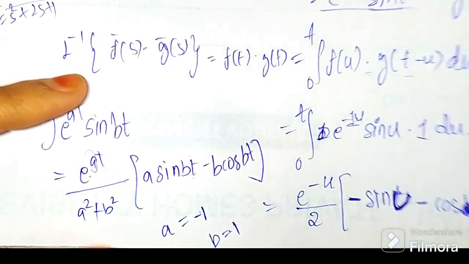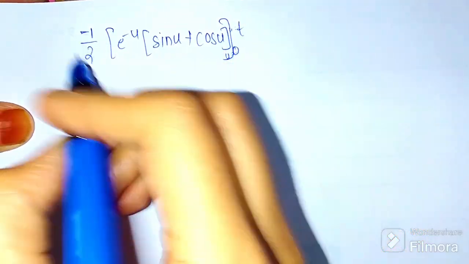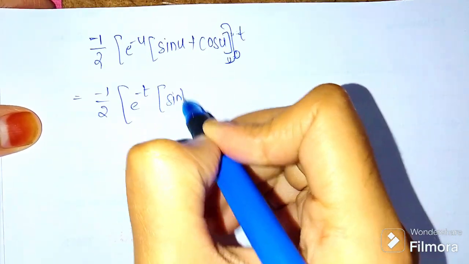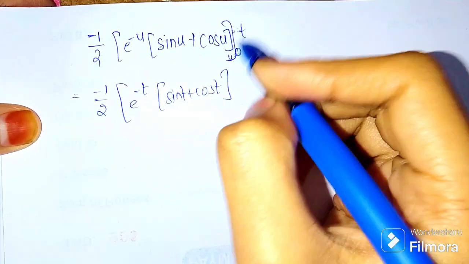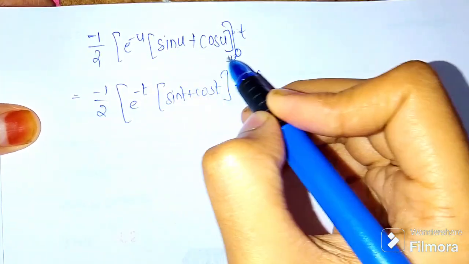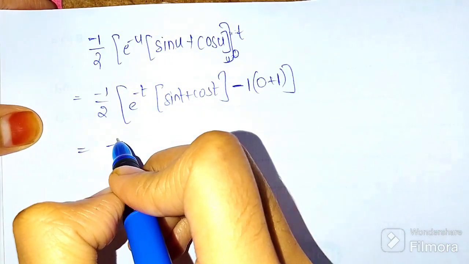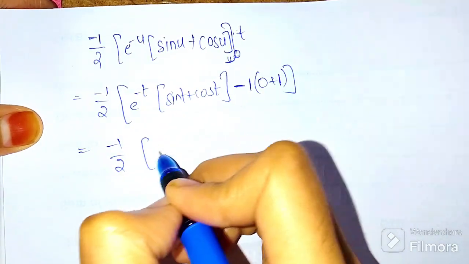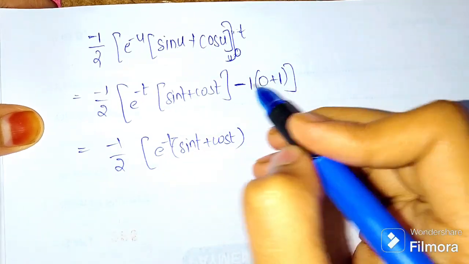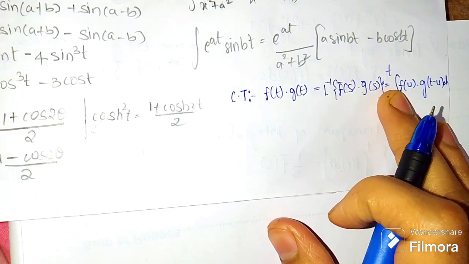Now let's see, we are going to solve this. So now I have to put my u values in u only. Okay, t and g. So let's write e power minus t sin t plus cos t. Next, lower limit, e power 0 is 1, sin 0 is 0, cos 0 is 1. So we'll get minus 1 by 2 e power minus t sin t plus cos t minus 1. So write this formula in your formula sheet.